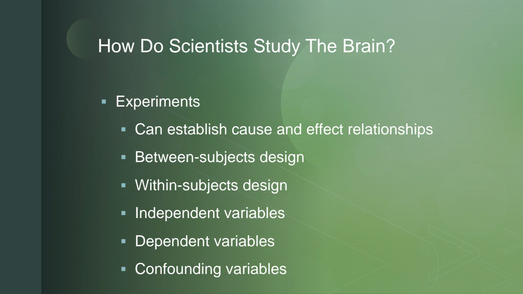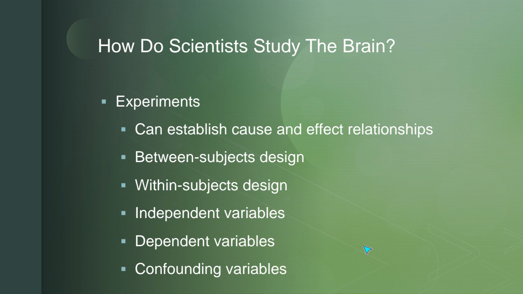Okay, so how do researchers study the brain? Let's just do a quick overview of some of the methods that are used to study the brain. So these are some of the methodologies that will come up, and certainly we'll get more in depth into methodology when we cover chapter 5.